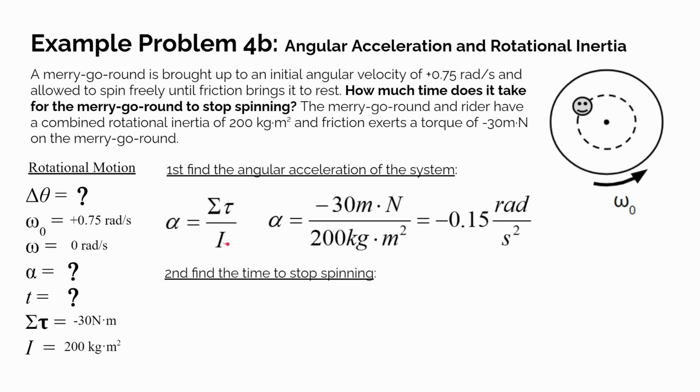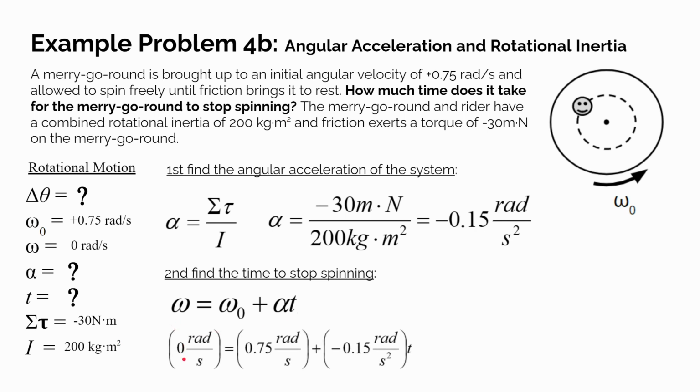So the last thing is, let's find the time to stop spinning. If we know the initial angular velocity, the final angular velocity, and now the angular acceleration, we just need an equation that has all 4 of these variables, including time. If we know 3, we can solve for the 4th. That is our first rotational kinematics equation. Final angular velocity is equal to initial angular velocity plus angular acceleration times time. So we plug in our final angular velocity of 0, our initial angular velocity of 0.75 radians per second, our angular acceleration of negative 0.15 radians per second squared, multiplied by our unknown time.